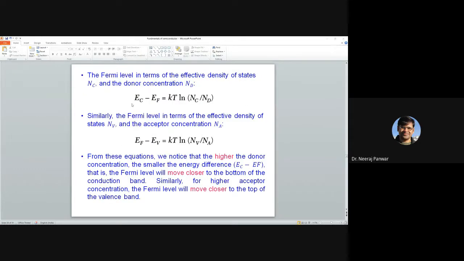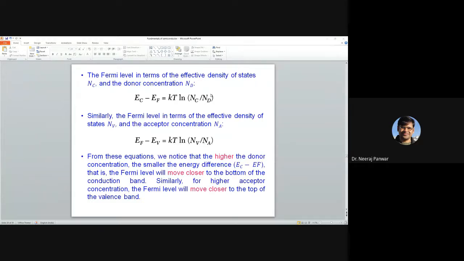Then we found the position of the Fermi level in terms of the bottom of the conduction band. So Ec minus Ef is equal to kBT natural log Nc divided by Nd. Nc is the effective density of states at the conduction band edge, and Nd is the donor concentration. Similarly, we found a relation between the Fermi energy and the top of the valence band. Ef minus Ev is equal to kBT natural log Nv over Na.